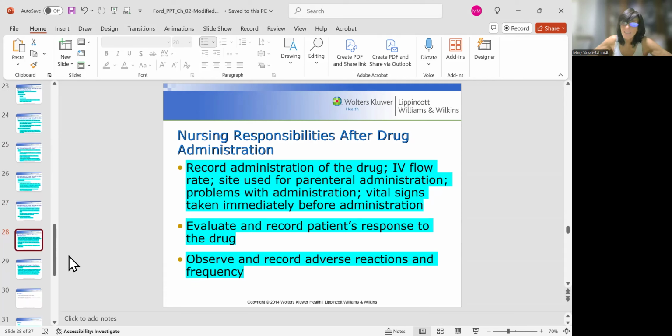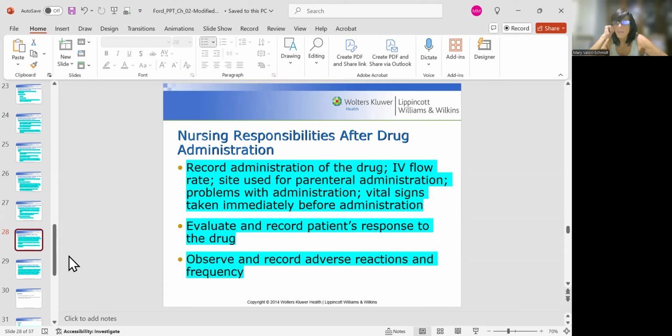Whenever you give a drug, you record it immediately, document immediately. You're documenting if it's IV, the flow rate, the site used, any problems, vital signs before and after. You're going to evaluate and record the patient's response and also observe and record any adverse reactions and frequencies.